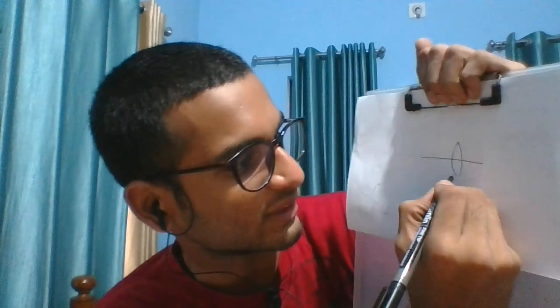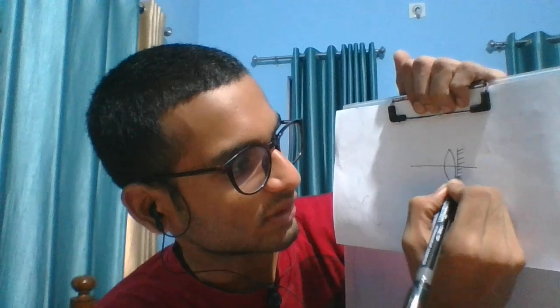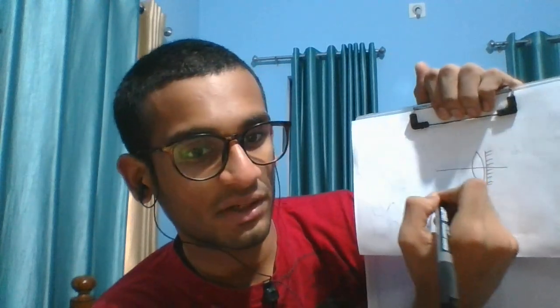What is actually happening here is, let me show you the diagram. Give me a sec. This is a combination of a convex lens and a mirror, a plane mirror and a convex lens.